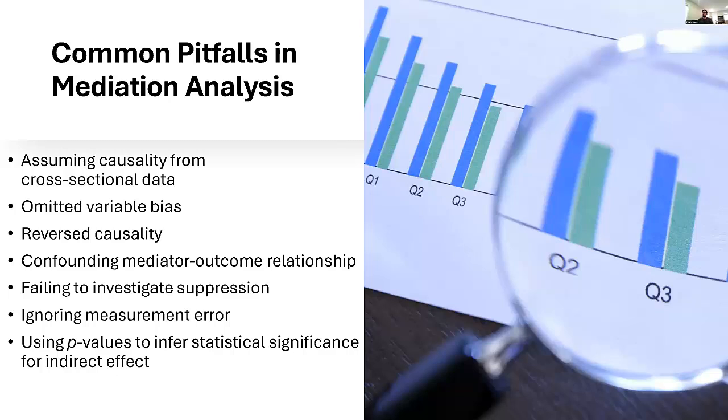Failing to investigate suppression. So if you have a suppression effect in your model and you don't investigate whether it's problematic or not, that's a major pitfall, because that can just be an artifact of multicollinearity, biasing your results. So you want to make sure you investigate that if you have it. Same as any other analysis, ignoring measurement error is going to be a big problem. And then lastly, using p-values to infer statistical significance for your indirect effect. P-values rely on a normal distribution, and generally bootstrapped results do not follow a normal distribution. Very, very rarely do they. So that's a big problem.